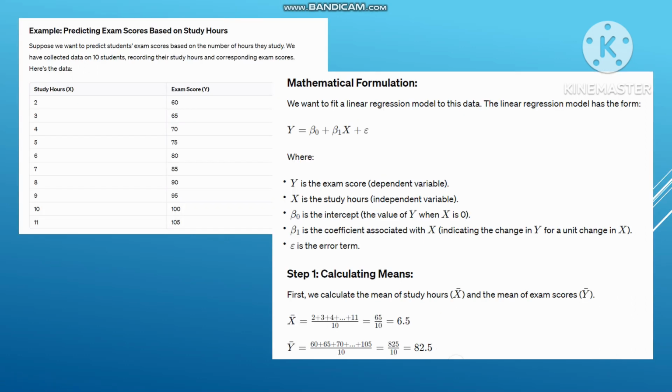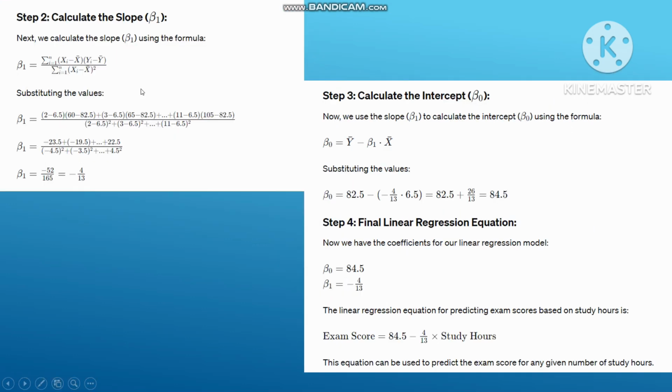So how to solve this? First we will calculate the mean, x dash for the number of study hours and y mean for the exam scores. After that we will put it in this formula. When we put the values, we get this beta 1 value, which is minus 4 by 13.